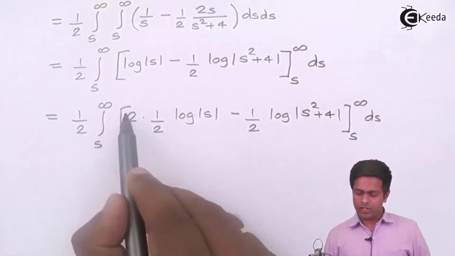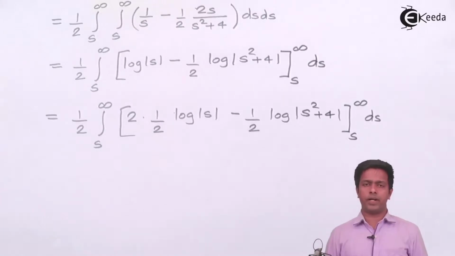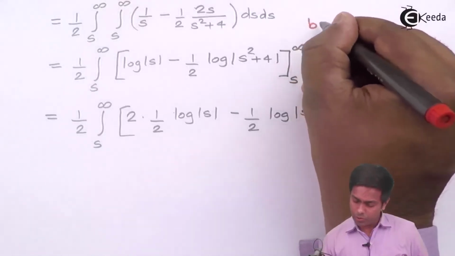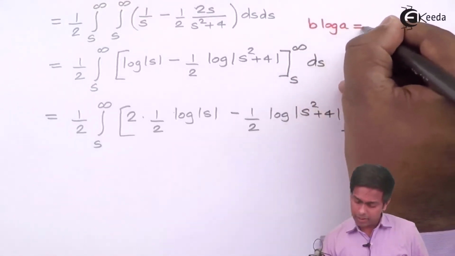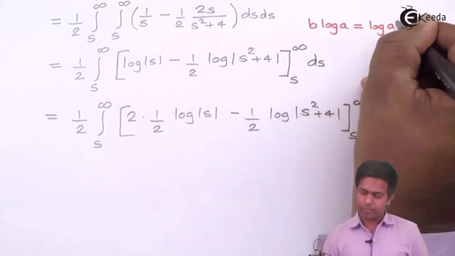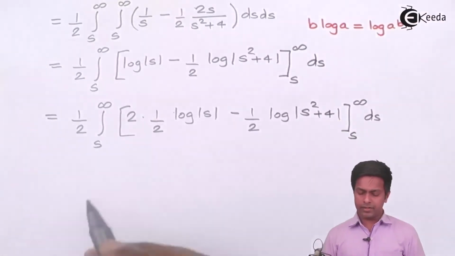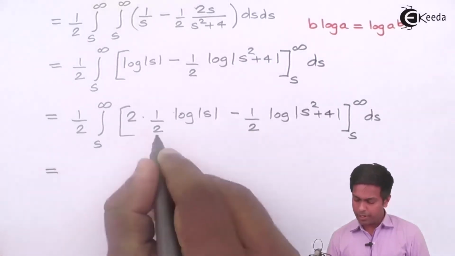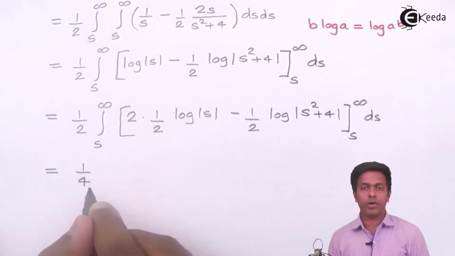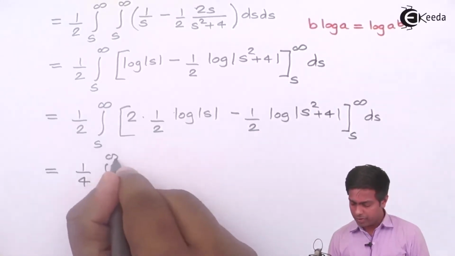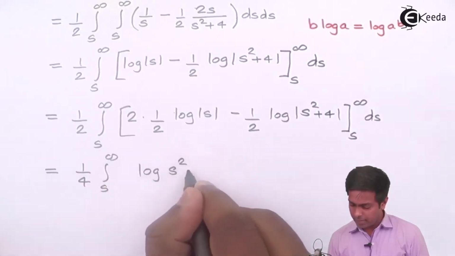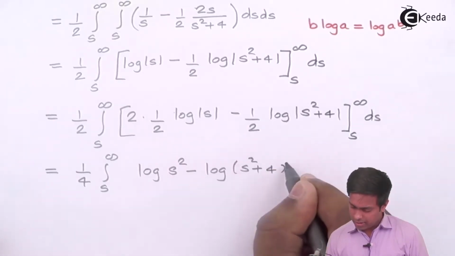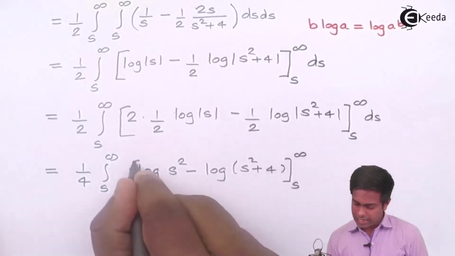Then I'll shift this 2 here in the power, because we have a property that is b log a is log a raised to b. Here I'll write down for you. So b into log of a is nothing but log of a to the power b. So as per this property, I can take this 2 here as s square. So this will become 1 by 2 outside, so outside I'll get 1 by 4 integration s to infinity log of s square minus log of s square plus 4, and that is from s to infinity ds.